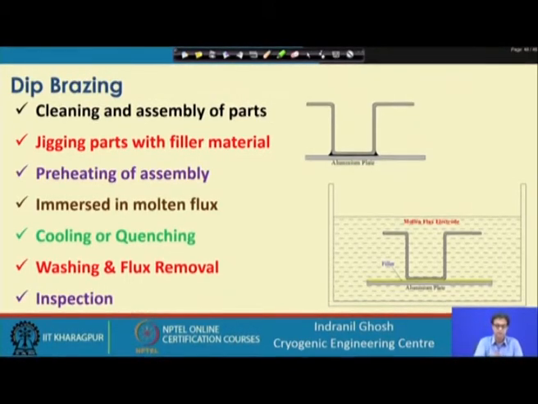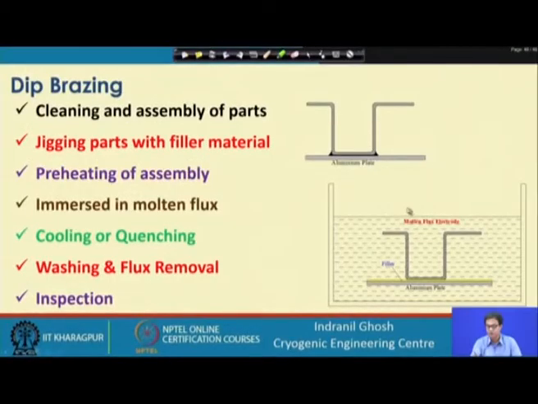So, we will talk about that inspection part later on. This is, in a nutshell, the dip brazing technique. We have quite some advantages with this molten flux electrolyte, but one of them is that there is less chance of distortion, which may occur due to different kinds of preheating in the other brazing techniques. But this molten flux material cost may become substantial.